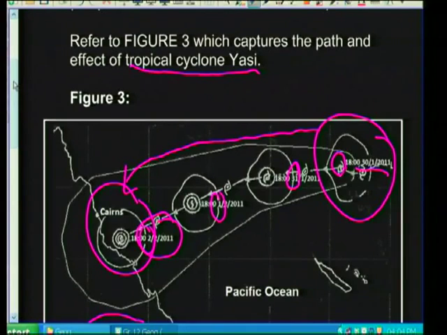First of all, in figure 3, we know that the name of this is Yasi. And we've already learned that cyclones are named according to the letter of the alphabet. A is your first one, B is your second one for that year. So Yasi is actually 25th. So many cyclones have occurred in one year. So that tells us that it's common.